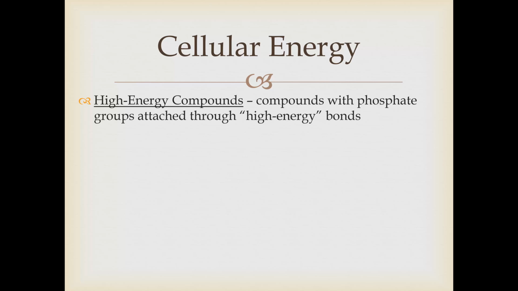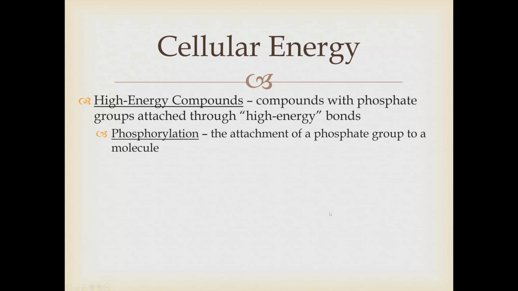And so for energy, cells use compounds called high energy compounds. These are compounds that have phosphate groups attached to them. When a phosphate group is attached to these compounds, that is considered to be a high energy bond. Phosphorylation is when a phosphate group gets attached to a molecule. So you can take phosphate groups off by dephosphorylation, or you can stick them on by phosphorylation.